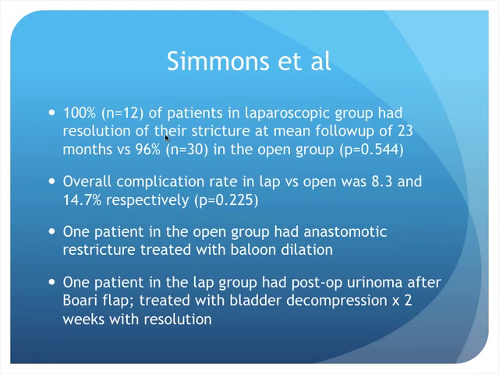So again, 100% of the patients in the laparoscopic group had resolution of their stricture with a mean follow-up of 23 months versus 96% in the open group. The overall complication rate in the lap group was 8.3 and it was 14.7 in the open group. There was no statistical difference for these 2 groups. 1 patient in the open group had a restricture with balloon dilatation, but eventually did have resolution. 1 patient in the laparoscopic group had a postoperative urinoma seen on CT scan, and this was a Boari flap procedure, but it was managed conservatively with bladder decompression and resolved in 2 weeks.